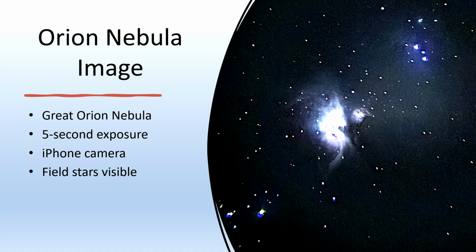This slide shows the image of the Great Orion Nebula captured with the telescope and iPhone using a 5-second exposure. In addition to the nebula itself, numerous stars are visible across the field of view. These background stars are critical because their known magnitudes allow us to determine how faint the system can detect.